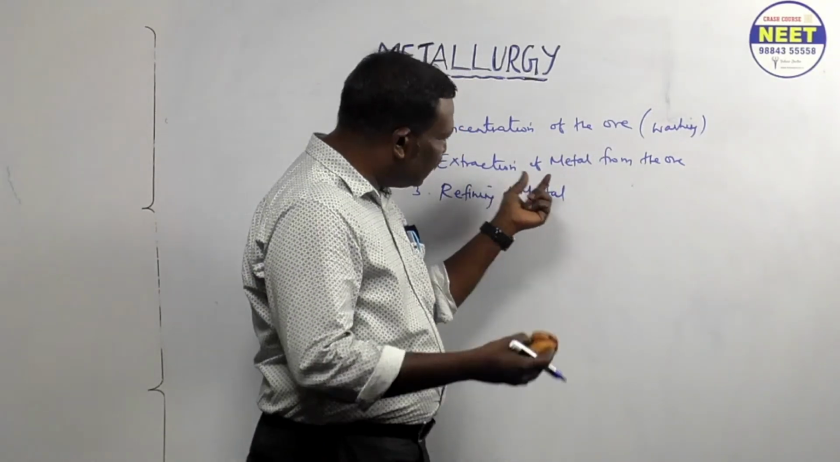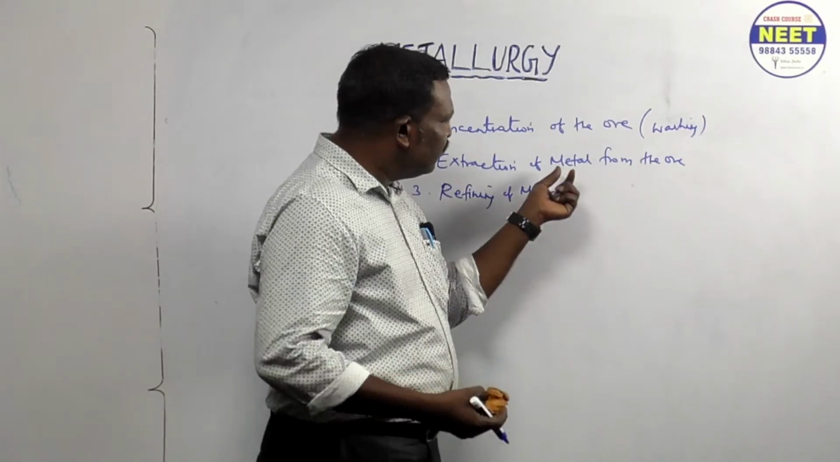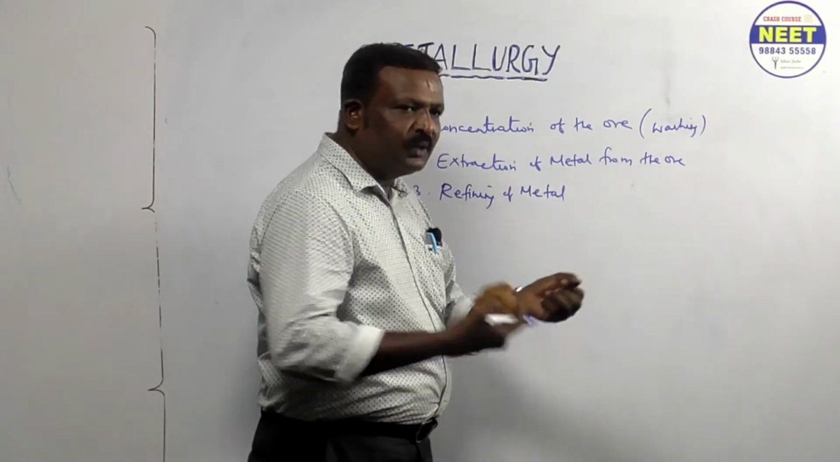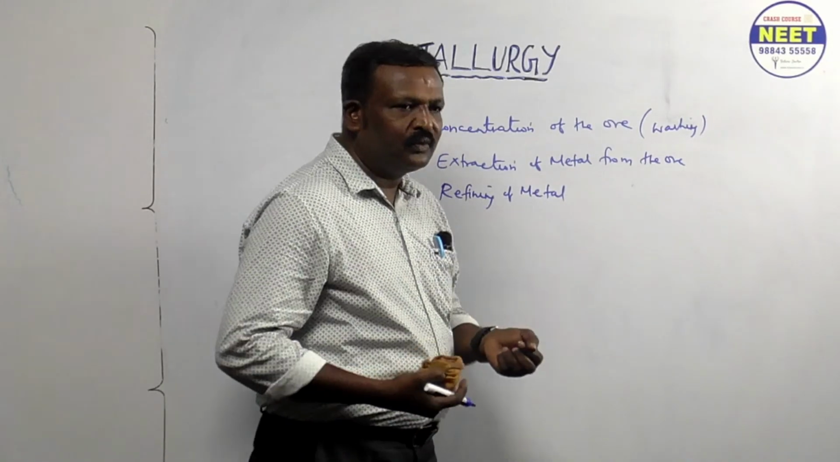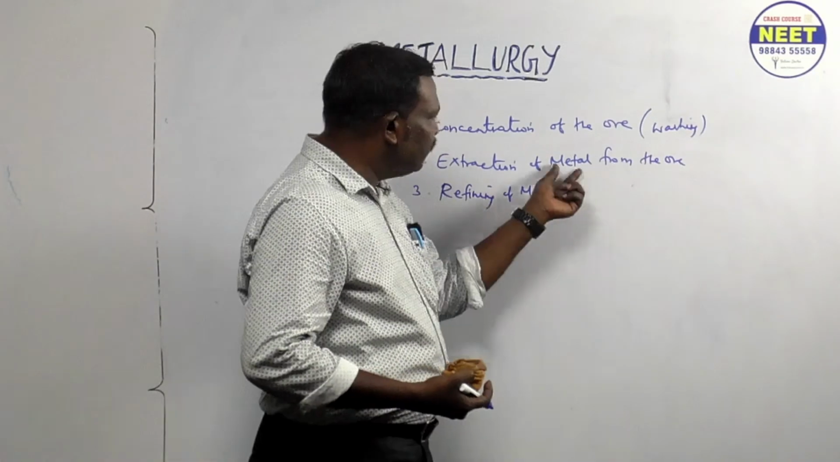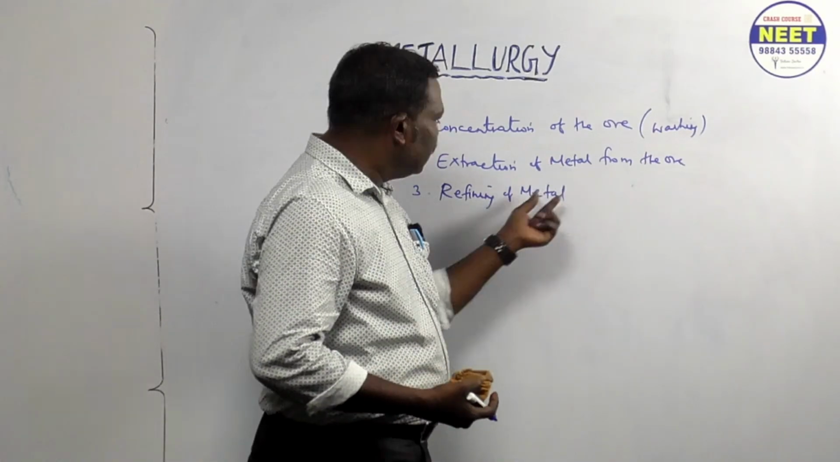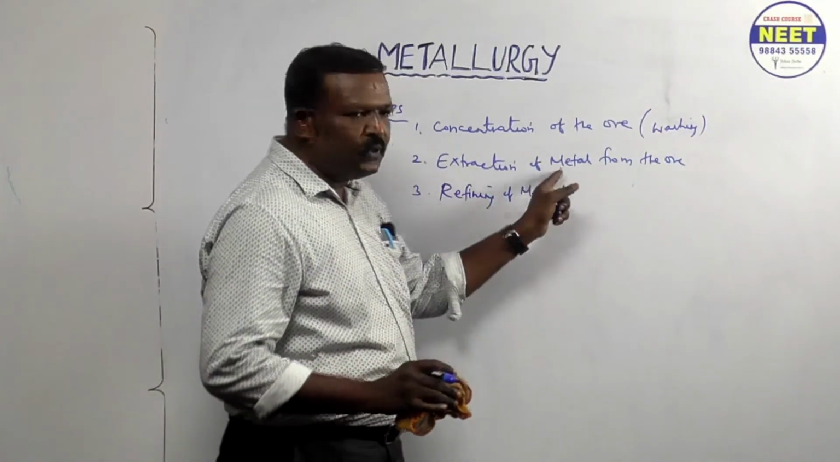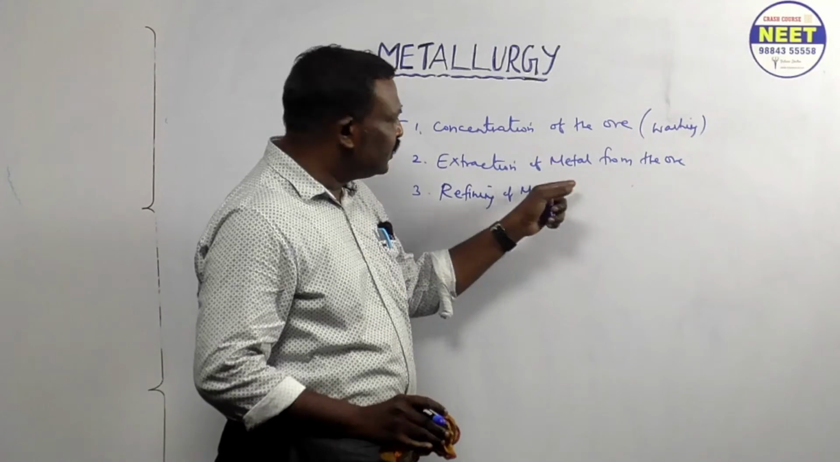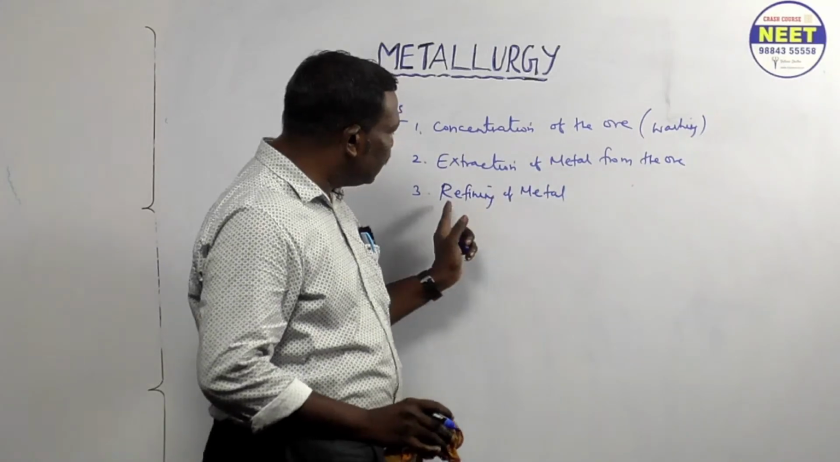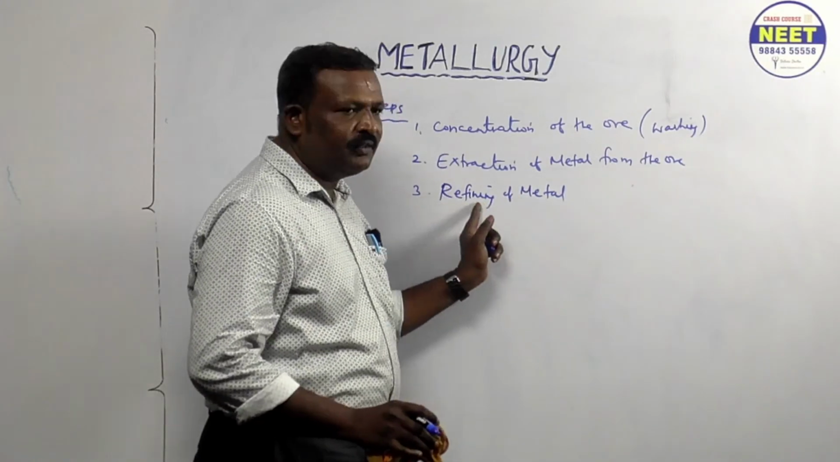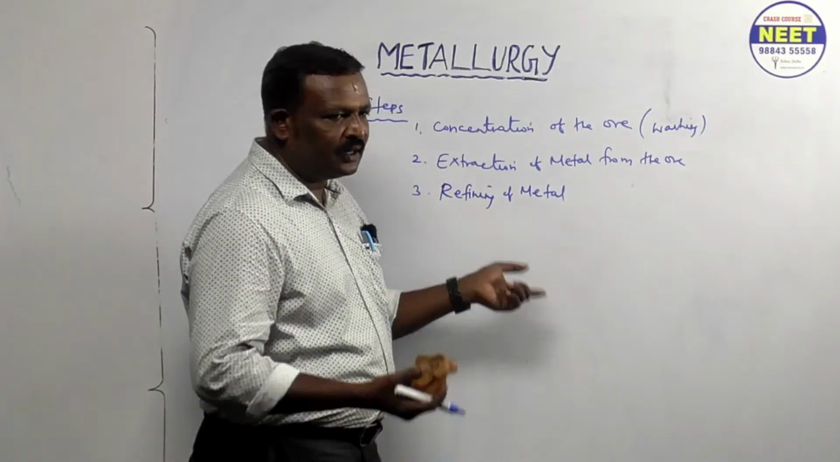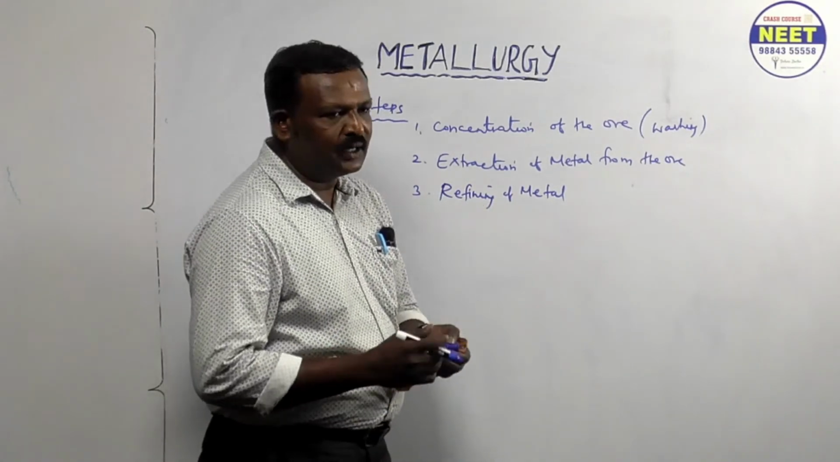After we remove the metal from the ore, it's not pure. Extract means just separate. We just separate the metal from the ore. That's all, but it's not pure. So we have to refine. Refine means purify. Then only at last are we getting 100% or 99% pure metal. These are the main important processes under metallurgy.